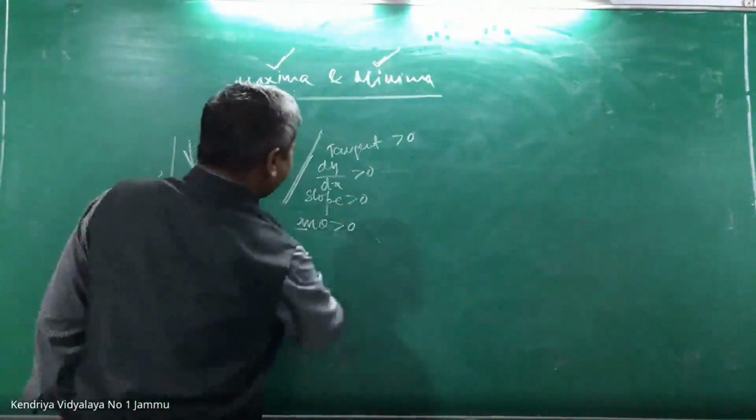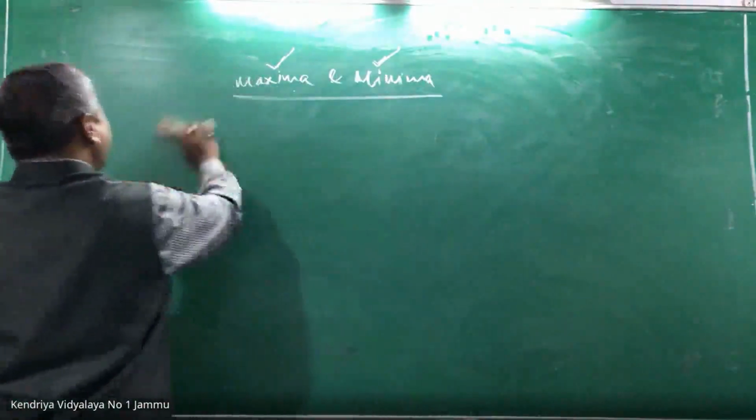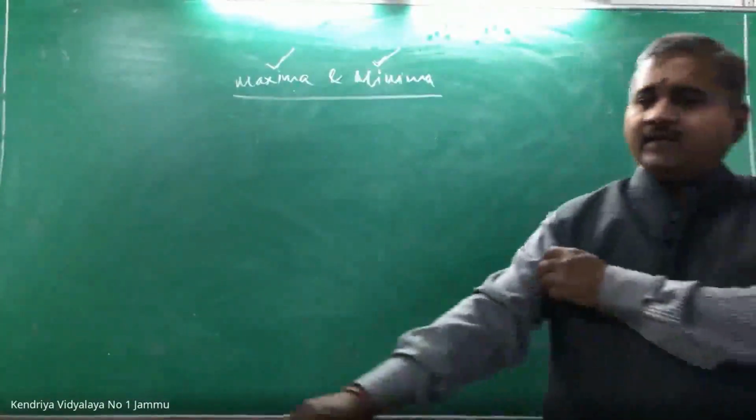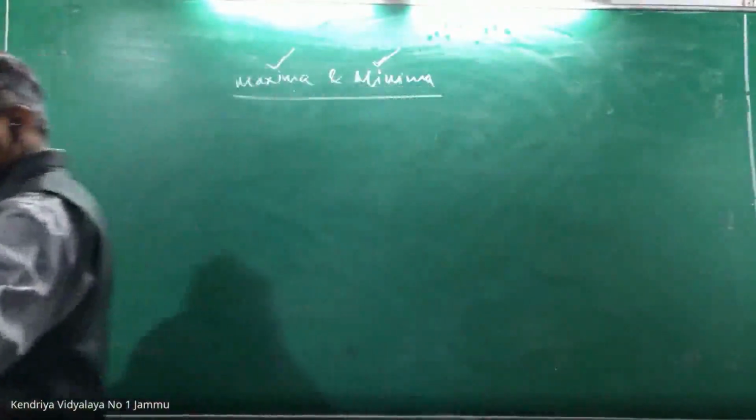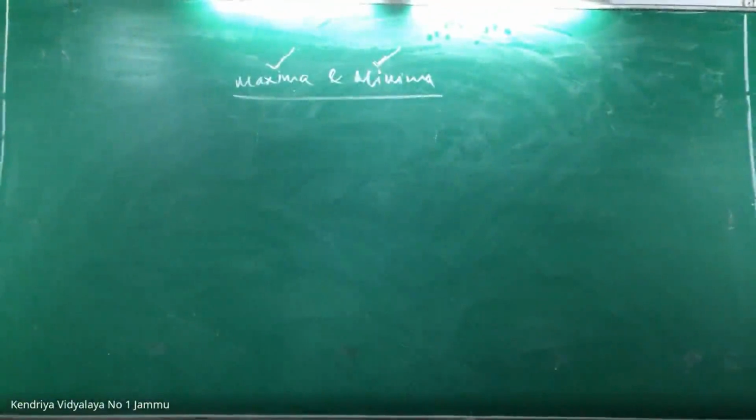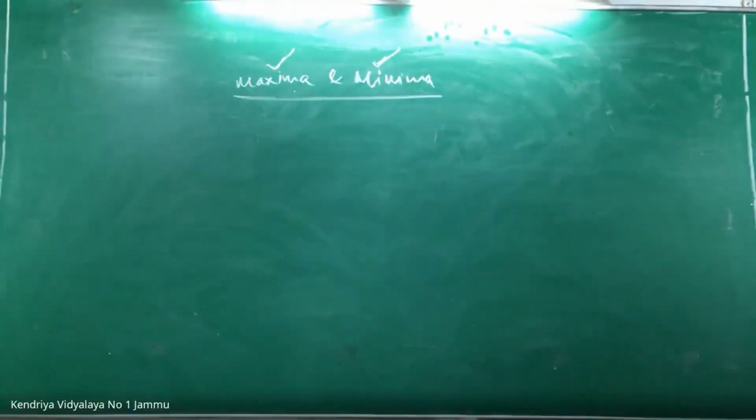Whereas when a curve is decreasing and then increasing, in such a case, the critical point is called the point of minima. Point of minima.